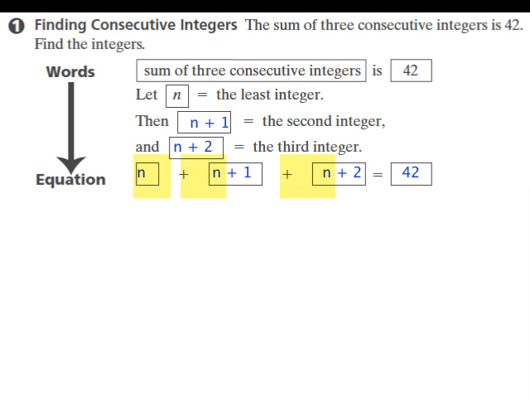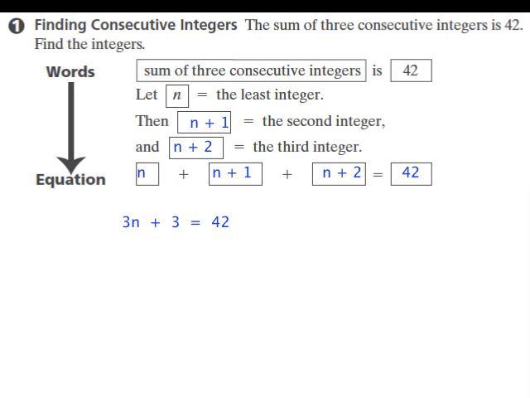n plus n plus n is 3n. Then we also have 1 plus 2. 1 plus 2 is 3. So we have 3n plus 3 equals 42. Now, that's an algebra equation that you can solve.